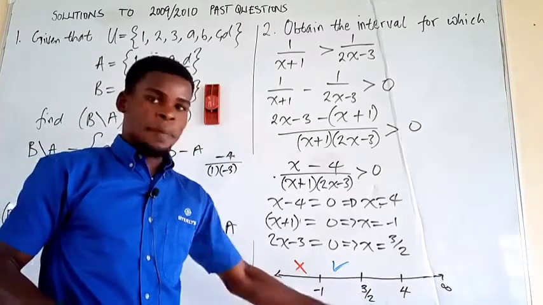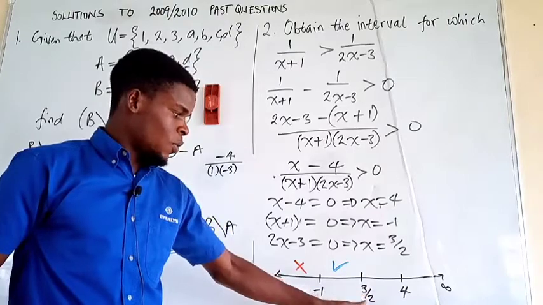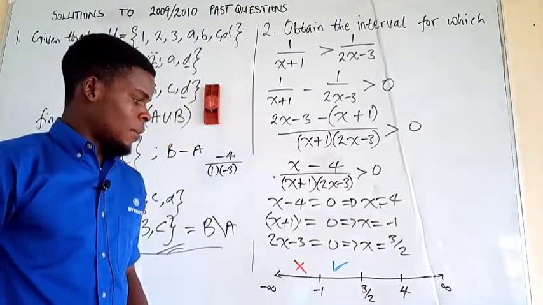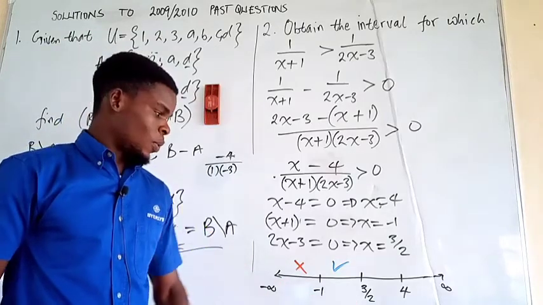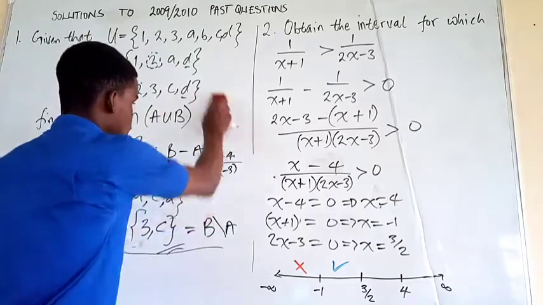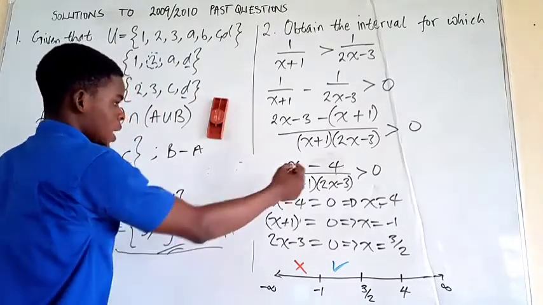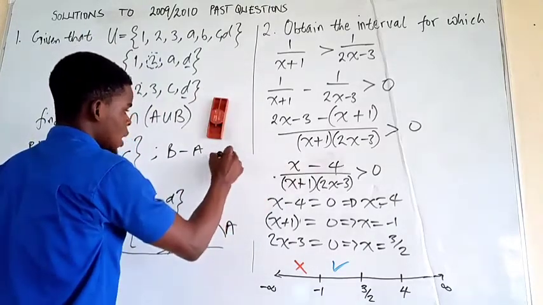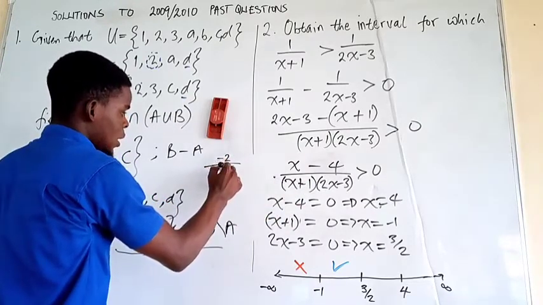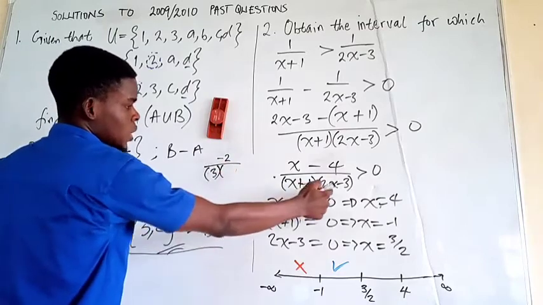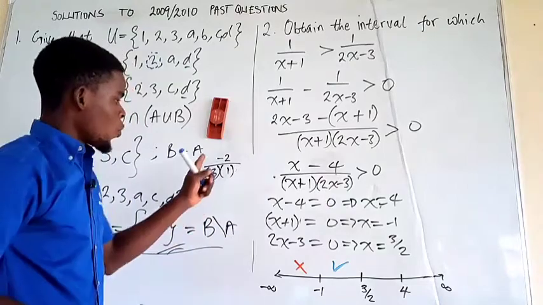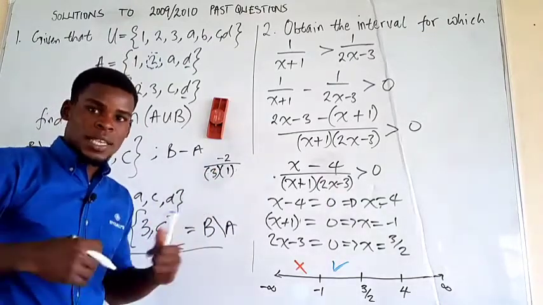Okay, so we apply the same thing between 3 over 2 and 4. 3 over 2 is like 1.5, so let's pick 2. If you pick 2 and plug it in place of x, we'll have 2 minus 4, that is negative 2, on top. At the bottom, we'll have 2 plus 1, that is 3, times 2 times 2 minus 3, that is 4 minus 3, which is 1. So we'll have negative 2 over 3, which is less than 0.